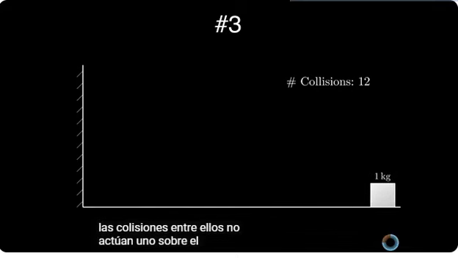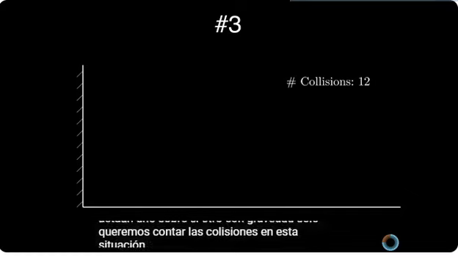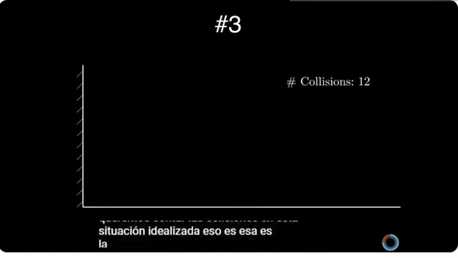They don't act on each other with gravity. We just want to count the collisions in this idealized situation. That's it. That is the question. That is the number 3 video.